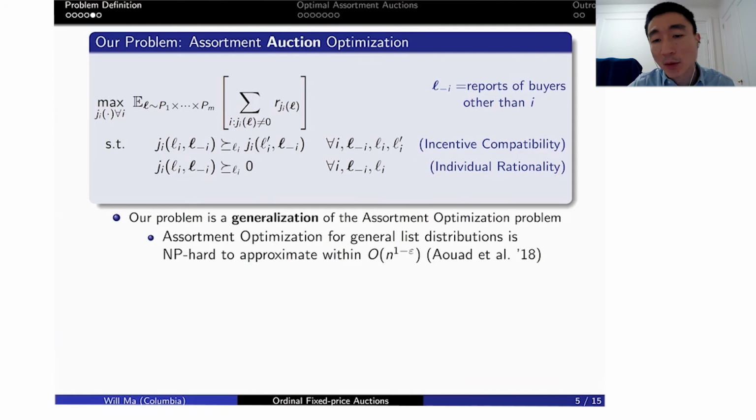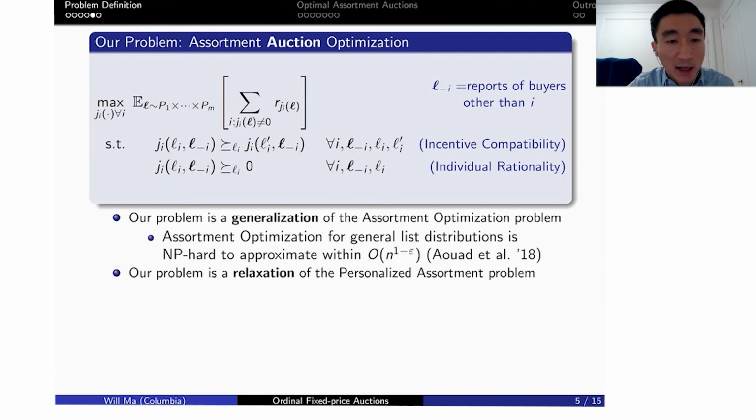And assortment optimization for general list distributions has been shown to be NP-hard. It's as hard as max independent set. So we're not going to hope to polynomially solve this problem in general, but for specific list distributions, that's where our results are going to lie. And then also I want to say our problem is a relaxation of the personalized assortment problem.